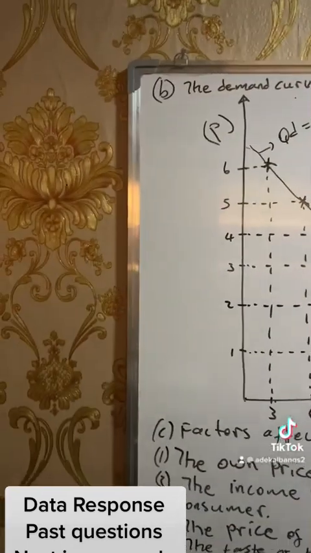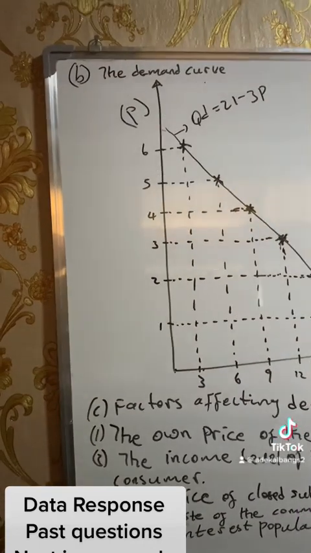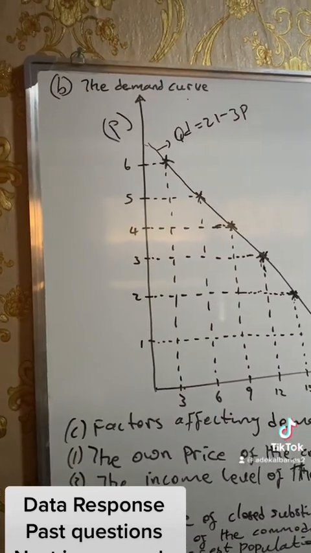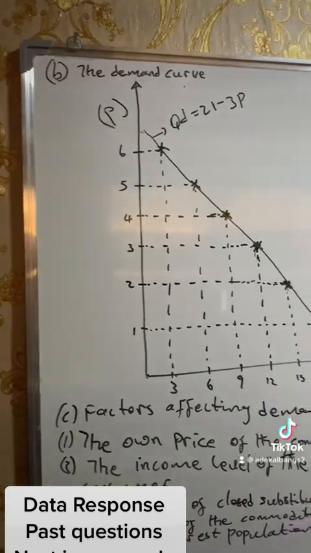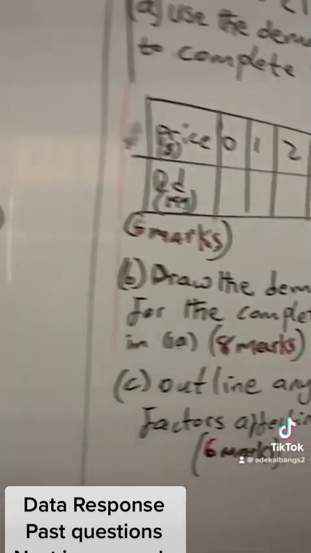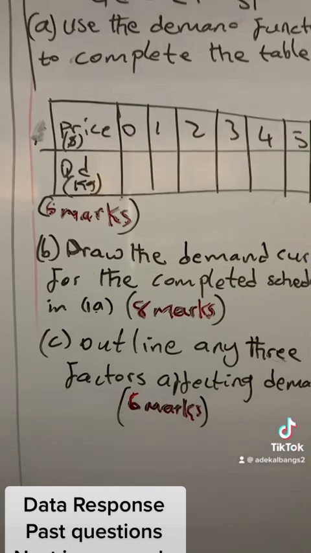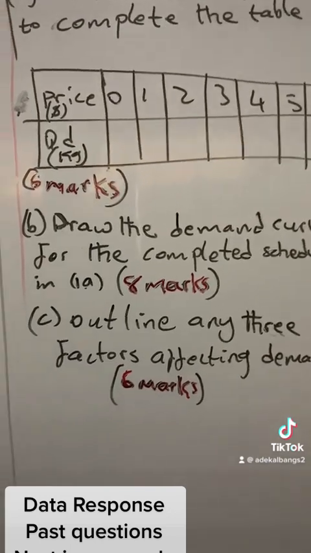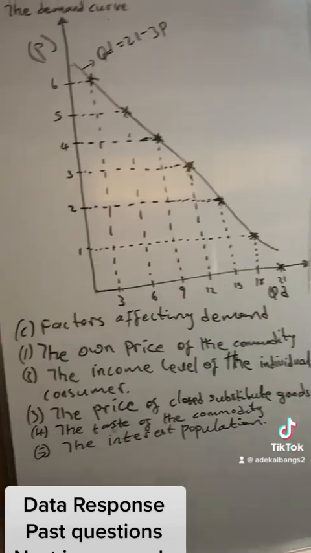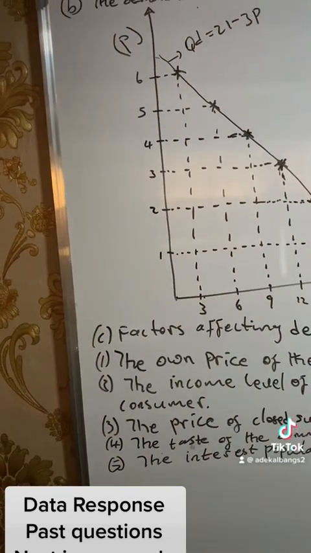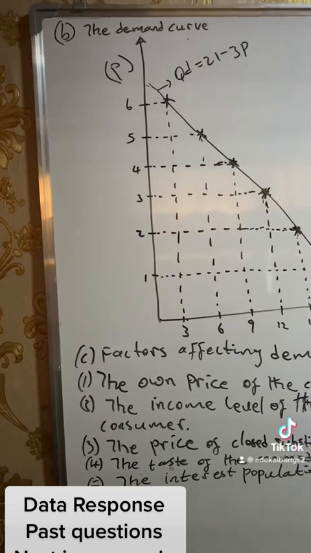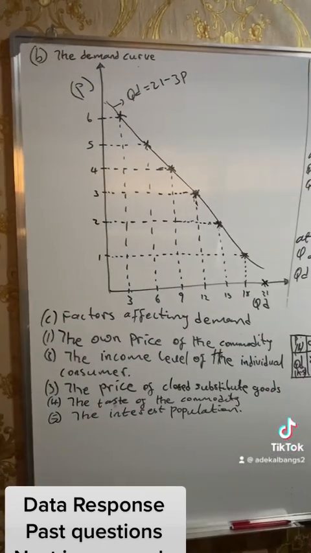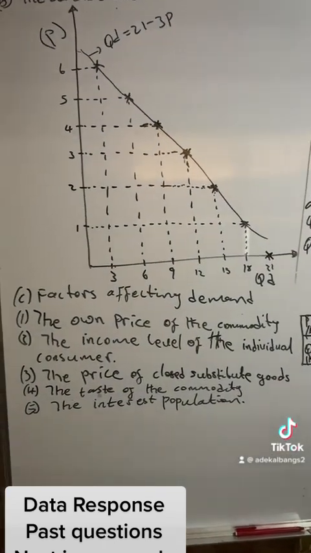You come down to part C of the question that says you were asked to outline any 3 factors affecting demand. This was the question here. Outline any 3 factors affecting demand. So you have many. I have just named up to 5 for you. One, the own price of the commodity. The commodity itself, its own price, might affect its demand.